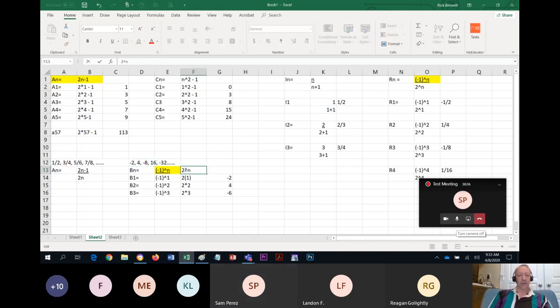Let's try that. So if I put that in there, this is now 2 to the first, which is still -2, so that works. 2 to the second power is still 4, so that works. 2 to the third power is now -8. That works. And we can check it again. B4 equals -1 to the fourth power and 2 to the fourth power, which is 16, and that works out +16. See? All right, so you guys are well done.